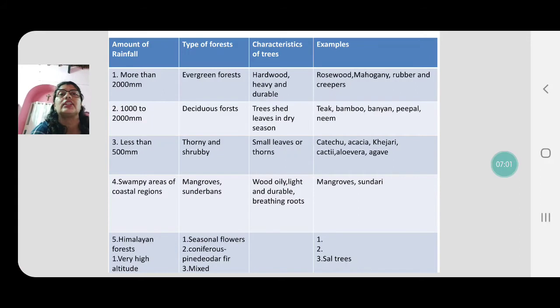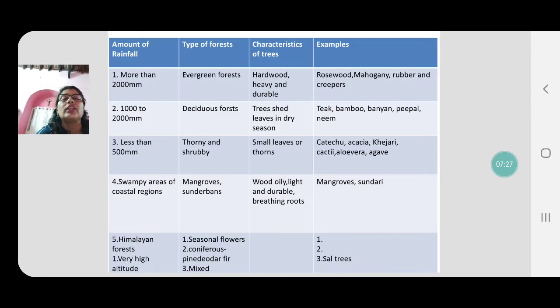The peepal tree, the neem tree, the banyan tree, the bamboo trees, they all shed their leaves during early summer. Examples are teak, bamboo, banyan, peepal tree and neem trees. Then we come to regions with less than 500 millimeters of rainfall, and these are the eastern Rajasthan and the rain shadow area of the Peninsula Plateau.